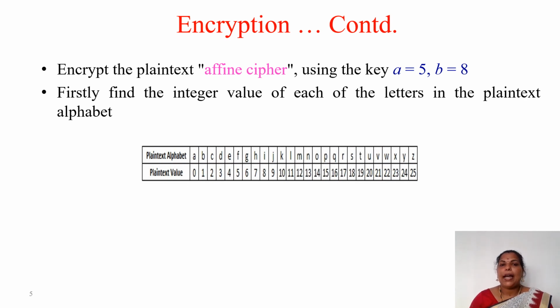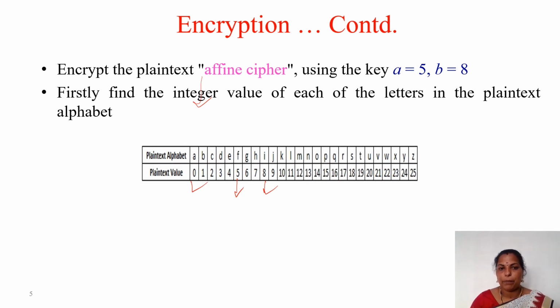Encrypt the plain text affine cipher using the key A equal to 5 and B equal to 8. First, we have to find the corresponding integer value of each and every alphabet. For A, the corresponding integer is 0, for F it is 5, and for I it is 8. Likewise, we have to find the corresponding integer for each letter. Then only we can apply the formula.